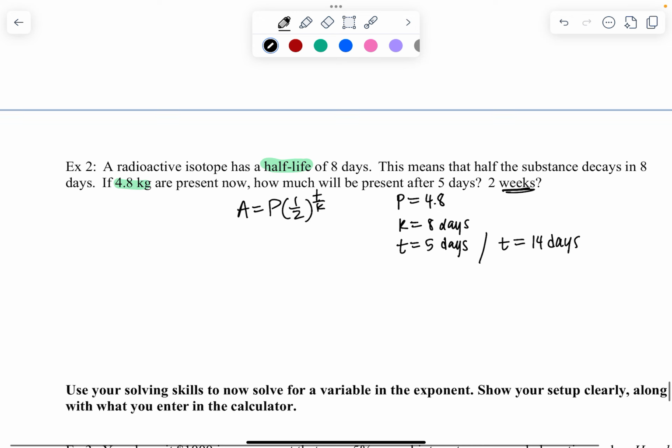Okay, and so for the first part, we're going to have 4.8 times 1/2, and you could do 0.5 if you wanted to. And then we're going to have t, which is 5 over 8. In the next part, I'm going to figure out the same formula, only now the number of days is 14 divided by the 8.